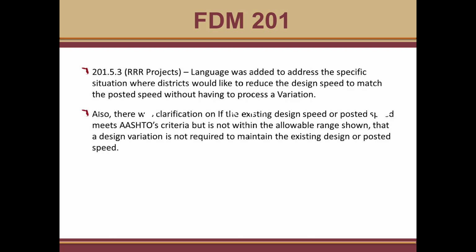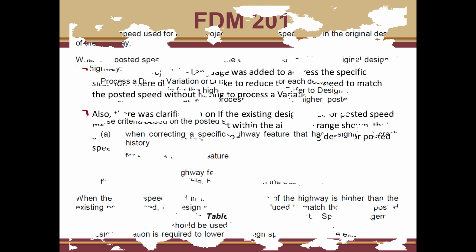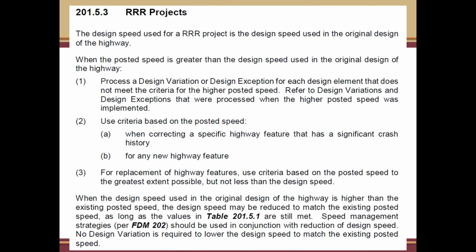And also there was some clarification about what happens if the existing design speed or posted speed meets AASHTO's criteria, but is not within the allowable range shown for the context classification. And we want to clarify that we do not have to do a design variation in that condition if you're maintaining an existing design speed or posted speed. So this is that language out of chapter 201.